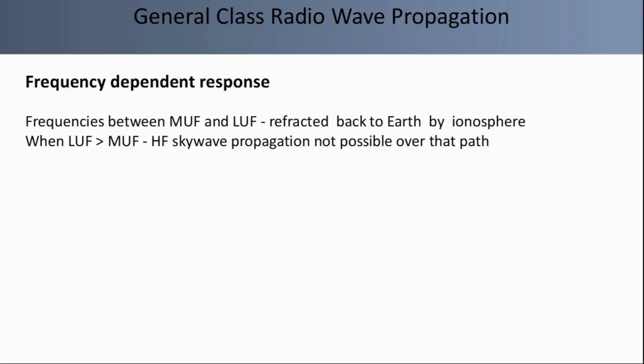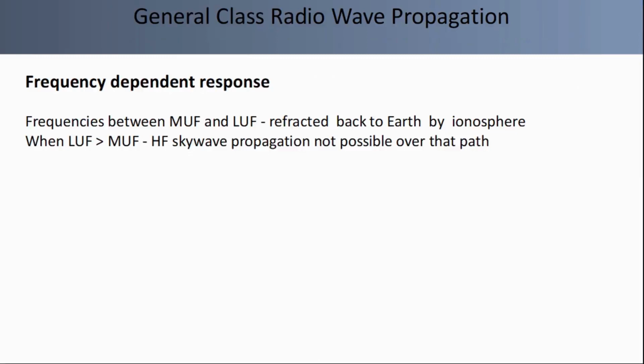Okay, so what does this mean? How do you put MUF, LUF together? This is a thing to remember. When the frequencies are between the MUF and LUF, if you're above the lowest frequency and below the maximum, those are the signals that are refracted back to Earth by the ionosphere. That's the range of frequencies where you can get this skywave or skip to work.